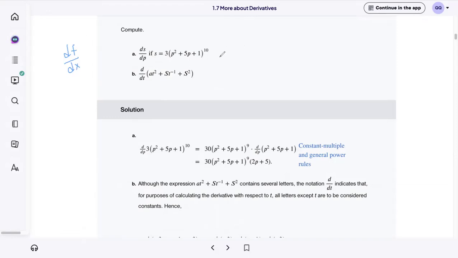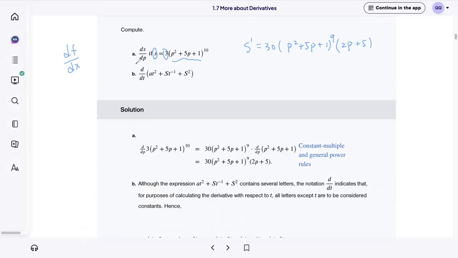So we want to differentiate this. We can write s prime, since this is defined as s, equals 3 times 10, that's 30, then (p squared plus 5p plus 1) raised to 10 minus 1, 9. Then multiply by the derivative of the inside, which is 2p plus 5. And that's it. We don't have to simplify for this.